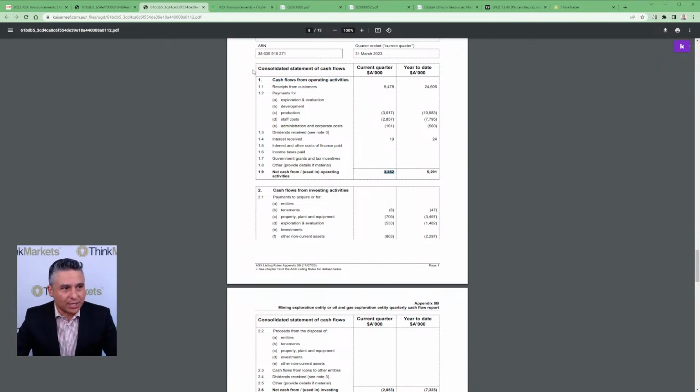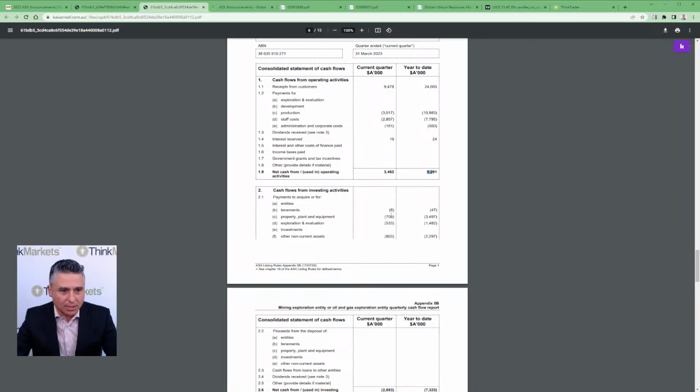So find the 4C. It's the appendix 4C. That's the one you're looking for, right? Scroll down till you find this bit. And we want to see this as positive, because obviously they're actually starting to make some money over their costs. And then we're looking at production costs, staff costs. That's pretty substantial, but they are mining, so that's probably fair enough.